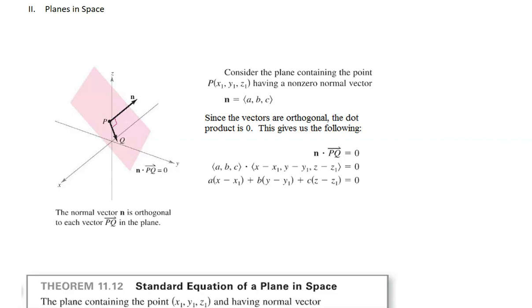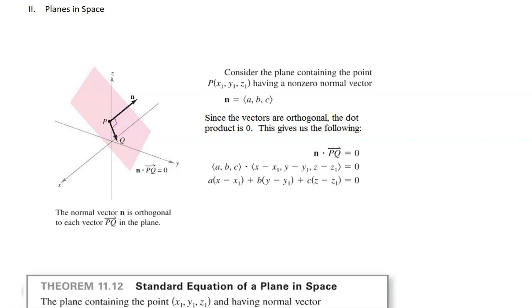Now we're going to take a look at planes in space. So we already talked about how to represent a line in space, but now we're going to talk about how to represent an entire plane in space. So if you consider the plane containing the point P, x1, y1, z1, having a non-zero normal vector n equals a, b, c, those are its components.